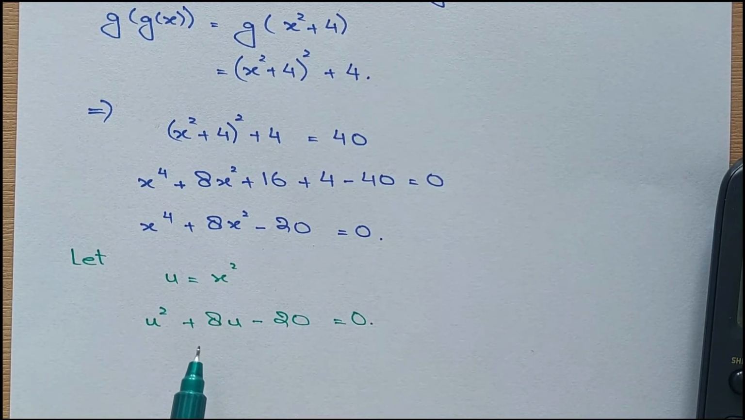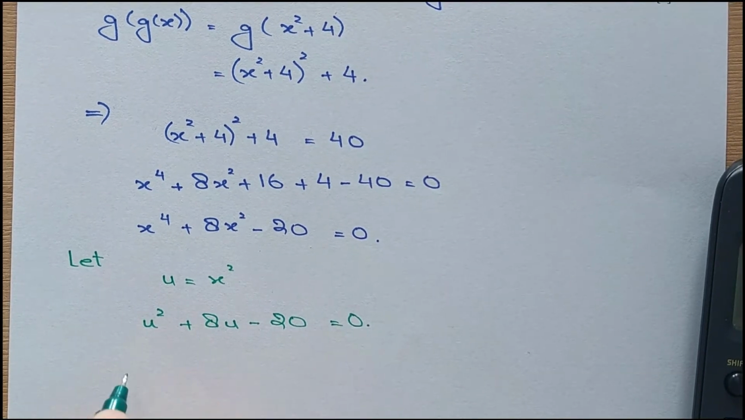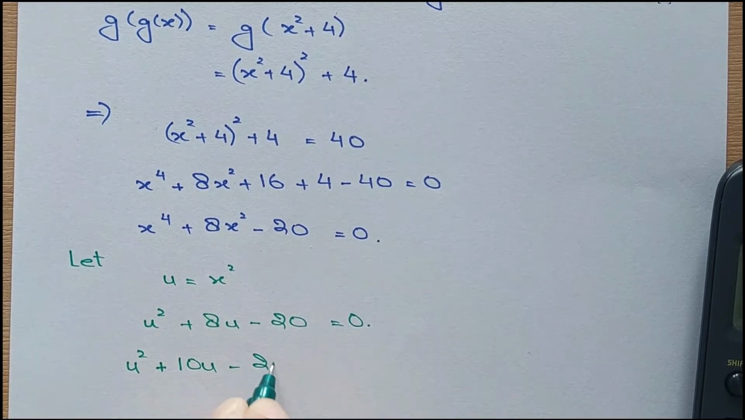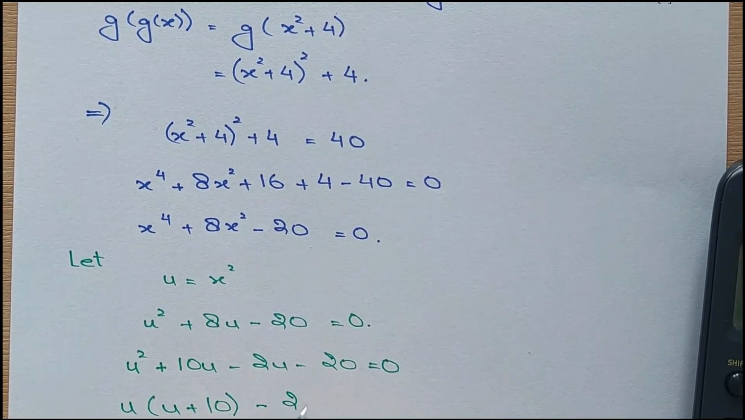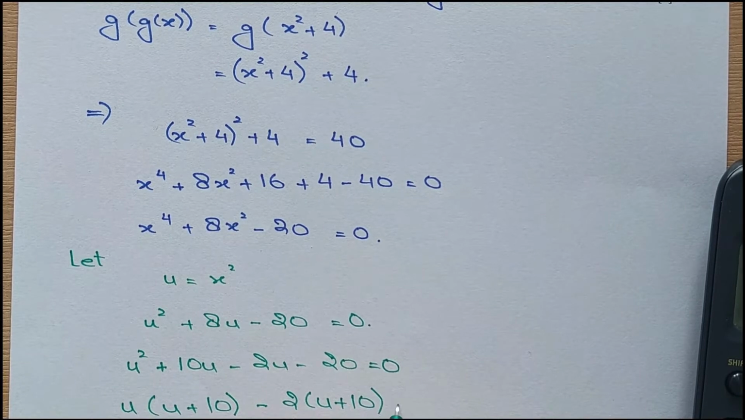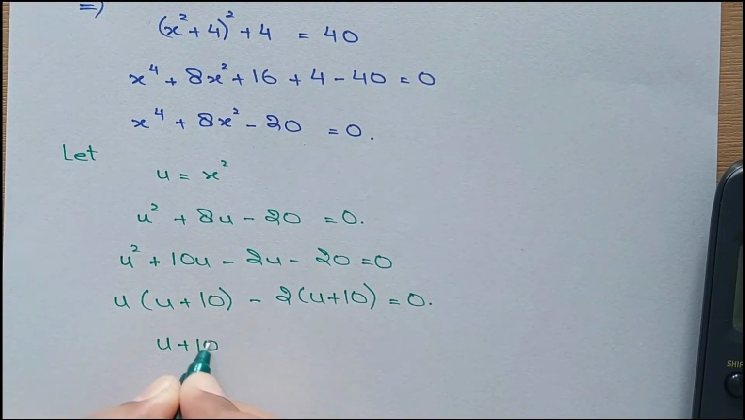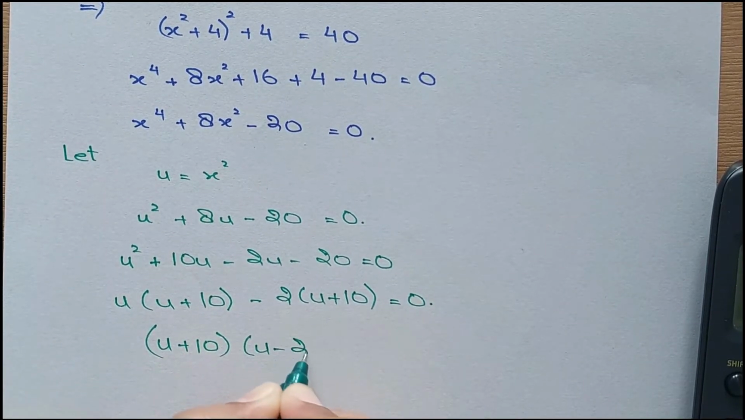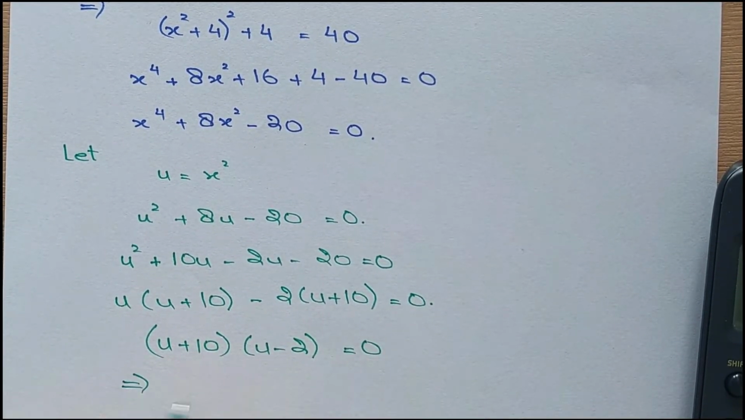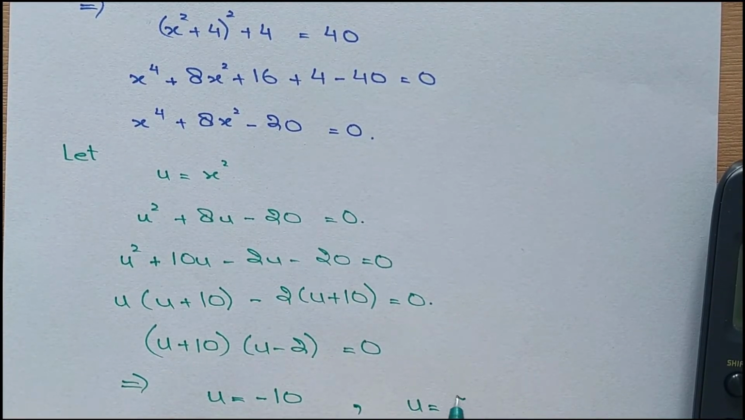So 2 times 10 is 20, and 10 minus 2 is 8. Yes. So u square plus 10u minus 2u minus 20 equals 0. U is common, u plus 10 is in the bracket, minus 2 is common, u plus 10 equals 0. Okay, now the two factors are u plus 10 and u minus 2 equals 0, and from here we have u equals minus 10 and u equals 2.